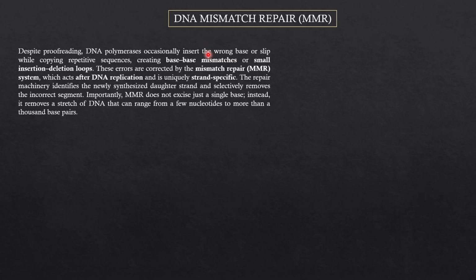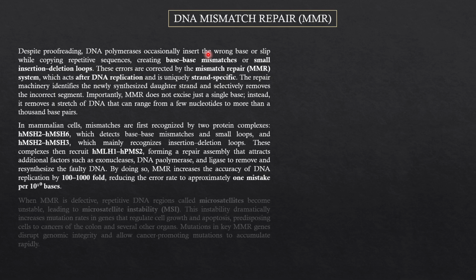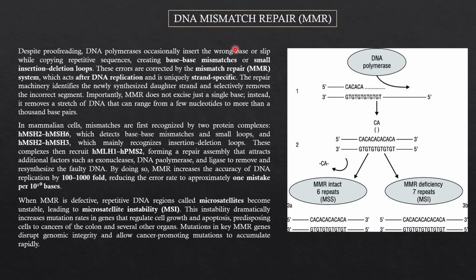The second type is the DNA mismatch repair, or MMR. Despite the proofreading, the DNA polymerase occasionally inserts the wrong bases or slips while copying repetitive sequences, and creates base mismatches from the earlier proofreading. These errors are corrected by the mismatch repair or MMR system, which basically acts after DNA replication and is uniquely strand specific. The repair machinery identifies the newly synthesized daughter strand and selectively removes the incorrect segments.